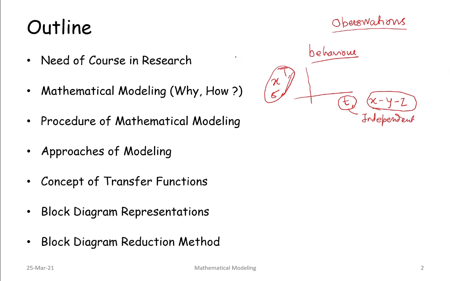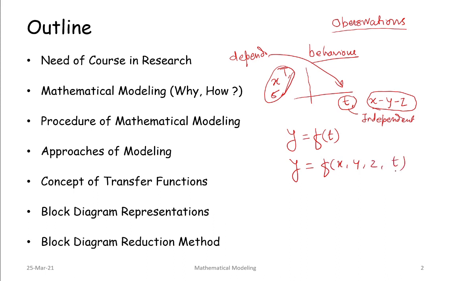And these are called dependent parameters, meaning they depend on something. Depend on what? Independent parameters. Now, I want to put this in terms of some y as a function of time, or I can write y is equal to a function of x, y, z, time. Like this, so this becomes an equation.